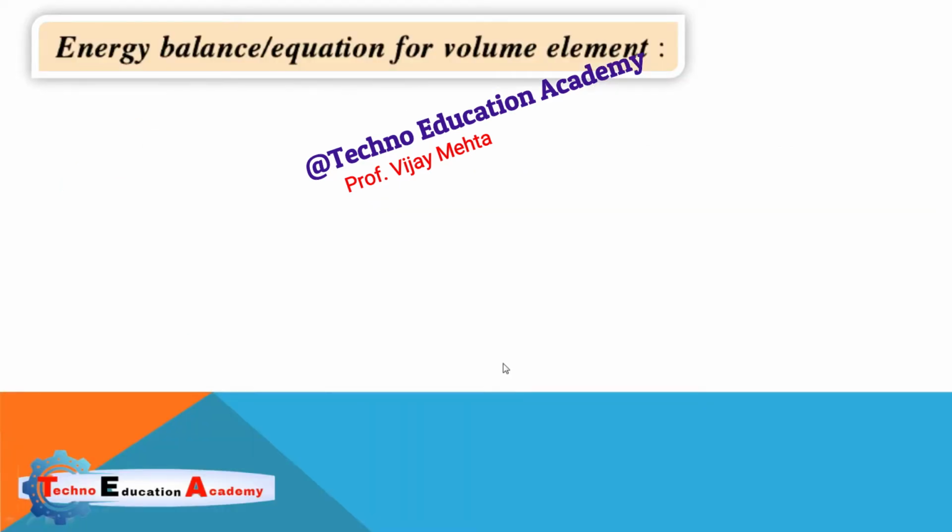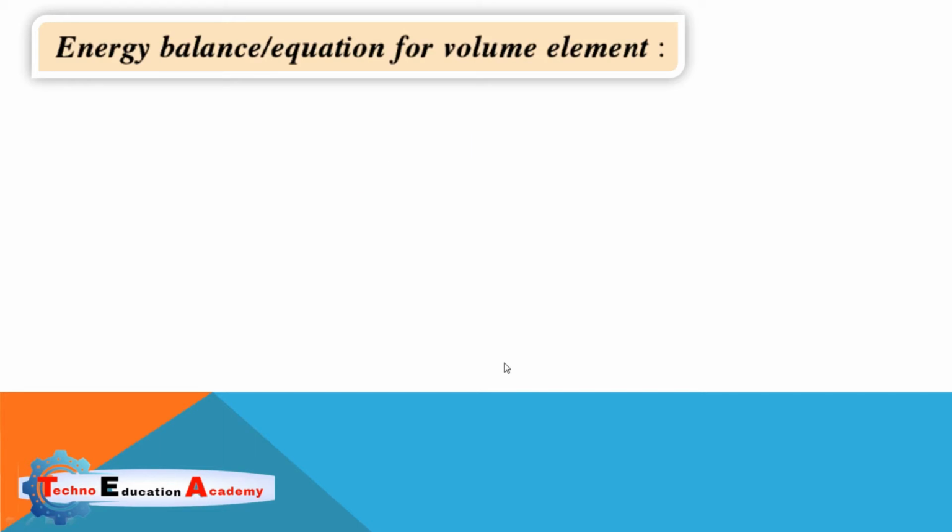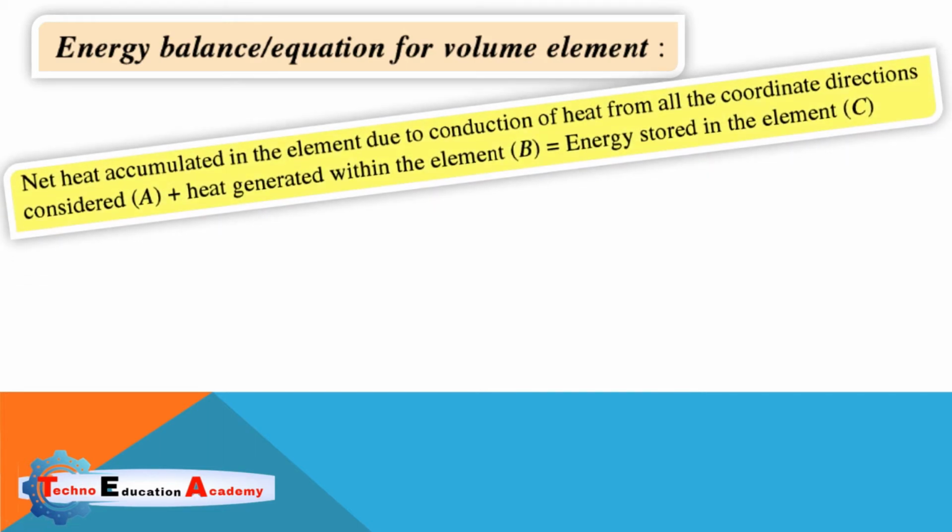Now we will apply the energy balance equation for a small volume element of the sphere. According to the energy balance equation, the net heat accumulated in the element due to the conduction of heat from all coordinate directions considered, plus heat generated within the element, equals the energy stored in the element. So one by one we calculate the terms A, B and C, and finally we will put the values of A, B and C in this equation. So finally we can solve the equation for the spherical coordinate system.